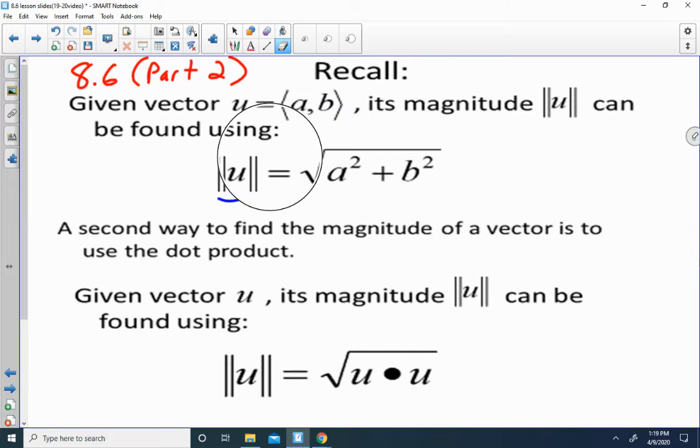It turns out, now that you know how to do the dot product, there actually is a second way to find the magnitude. Basically, you can just take the dot product of your vector with itself. In other words, take your vector, copy it twice, and then do the dot product. Let me show you on the next slide how that works.